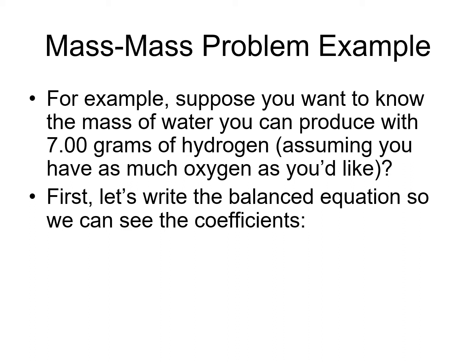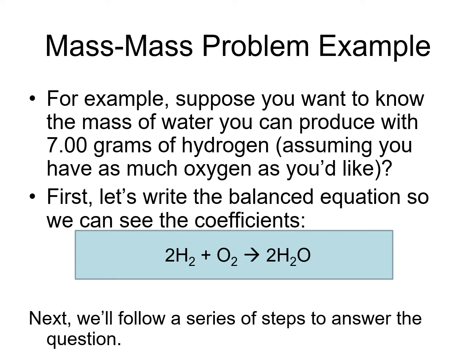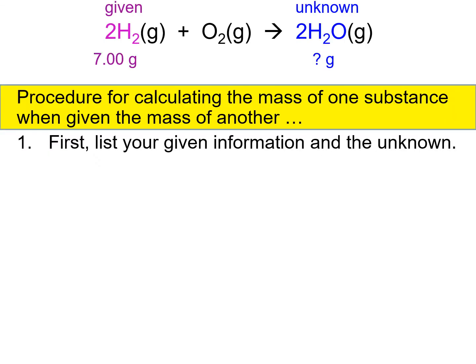First, you must always start a stoichiometry problem with a balanced chemical equation. Not just any old equation, it has to be balanced so that you have the mole ratio. So the balanced equation for the manufacture of water is 2 molecules of hydrogen, 1 molecule of oxygen will produce 2 molecules of water. So we'll now follow a series of steps to answer our question: how much water can you produce starting with 7 grams of hydrogen?